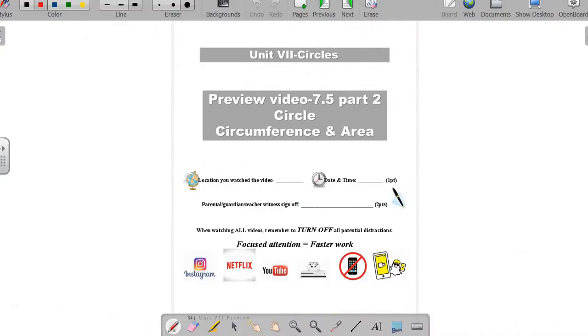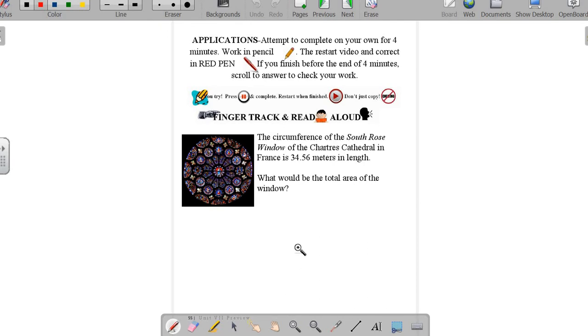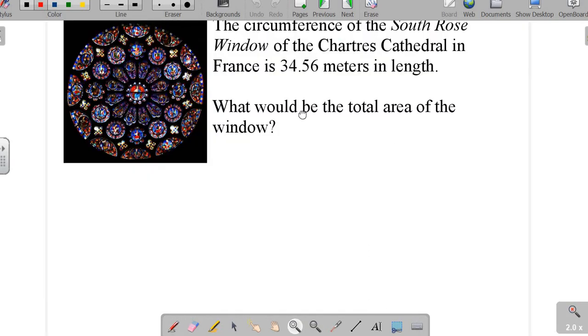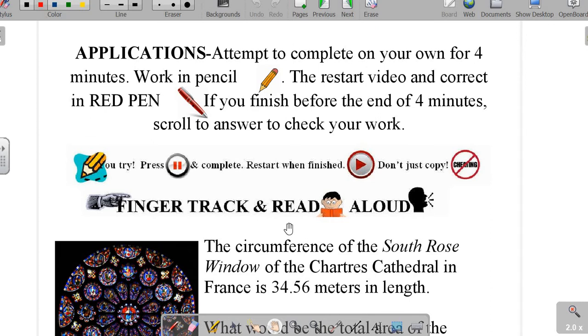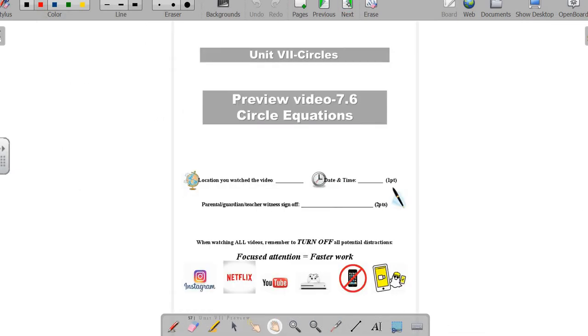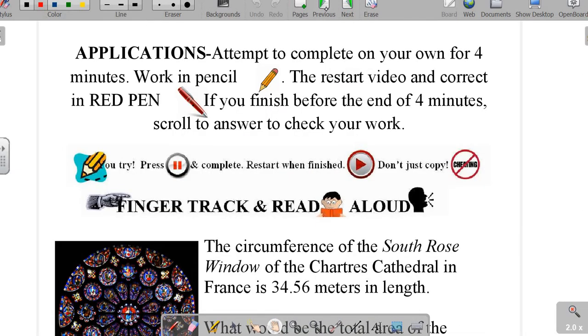Taking a look here, we're continuing our exploration and application of circle, circumference, and area. So we're going to attempt to complete on your own the next two problems, just to give you a heads up. There's only two. You're going to get 4 minutes each.